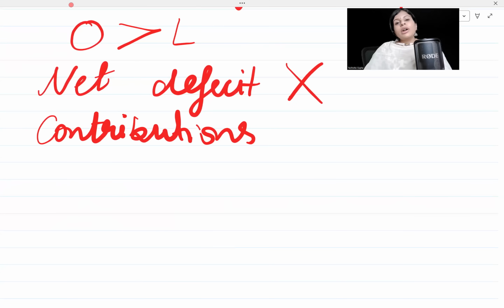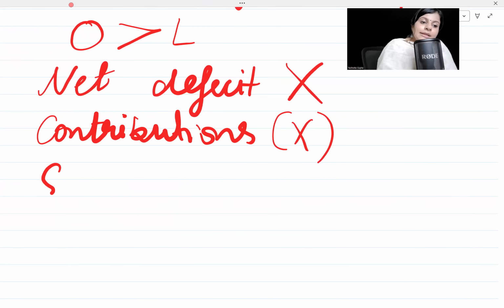If you're going to make any contributions to the plan, that means the employer is going to add something to the provident fund, to the investment, to the plan asset. So that is going to reduce your deficit, because it will increase your asset. So that will reduce your deficit.